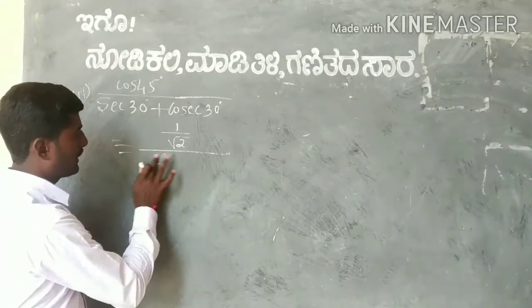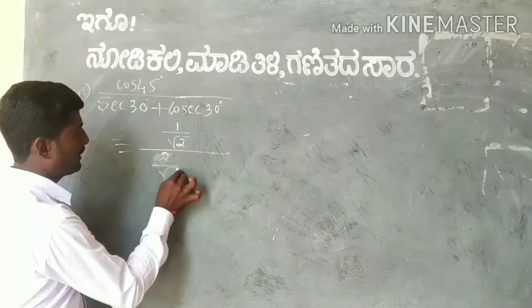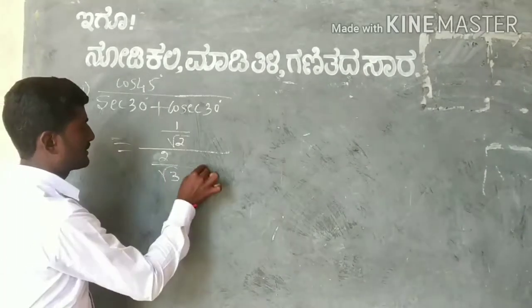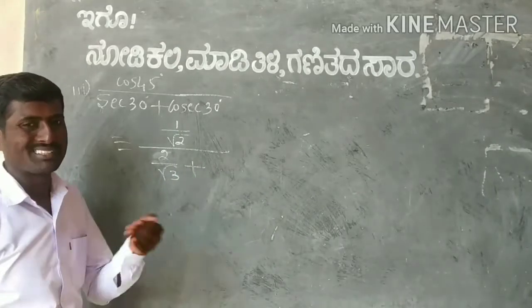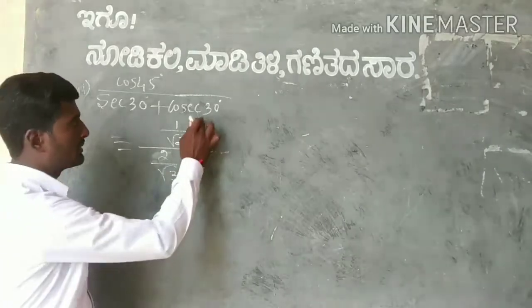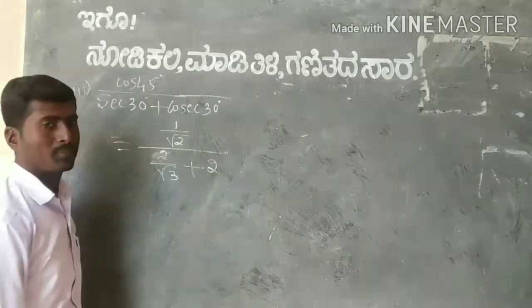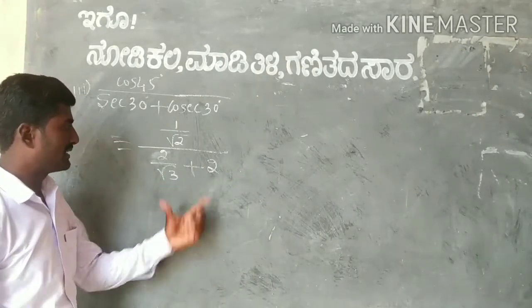2 divided by root 3 plus cosec 30. Cosec 30 means 1 by sin 30. Sin 30 is 1 by 2. Then cosec 30 will be 2. Now here you can take LCM.